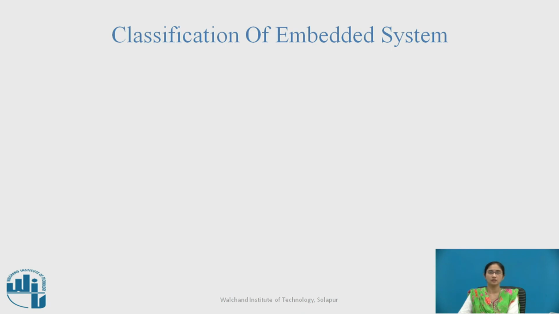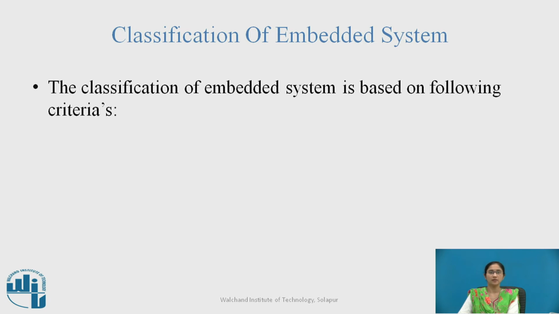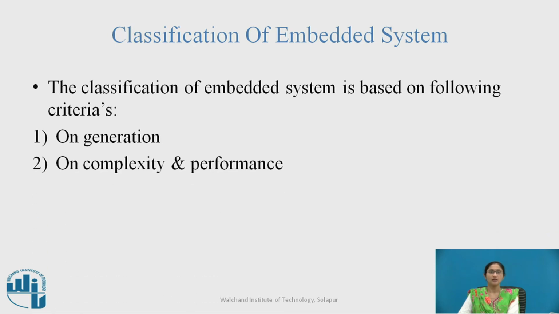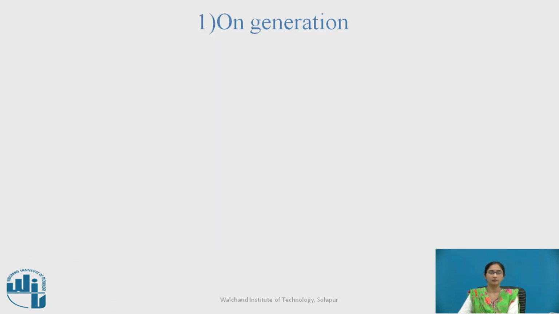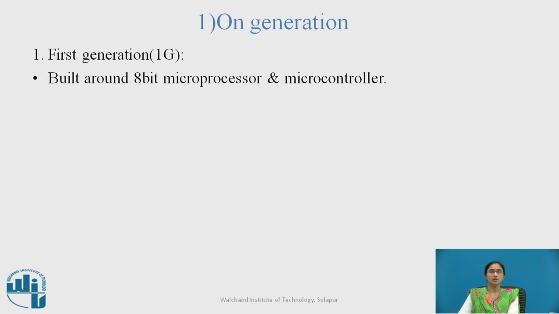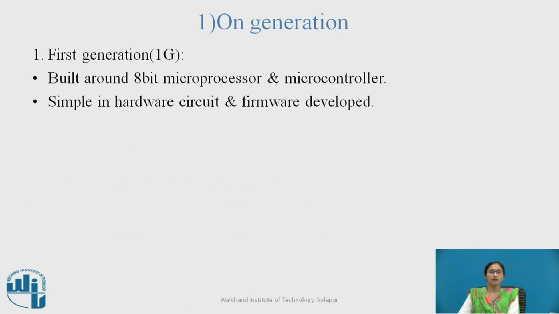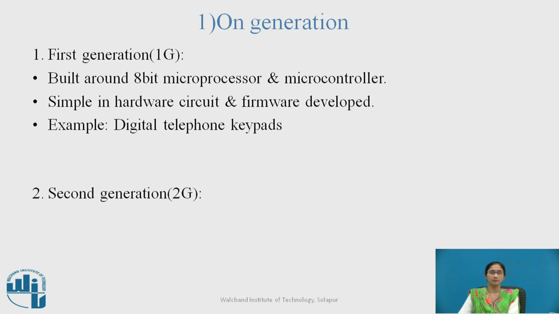Classification of embedded system. The classification of embedded system is based on the following criteria. First is on generation, second is on complexity and performance, third is on deterministic behavior, fourth is on triggering. On generation. First generation. Embedded system built around 8-bit microprocessor and microcontroller. Embedded system is simple in hardware circuit and firmware developed. Example of first generation is the digital telephone keypad.